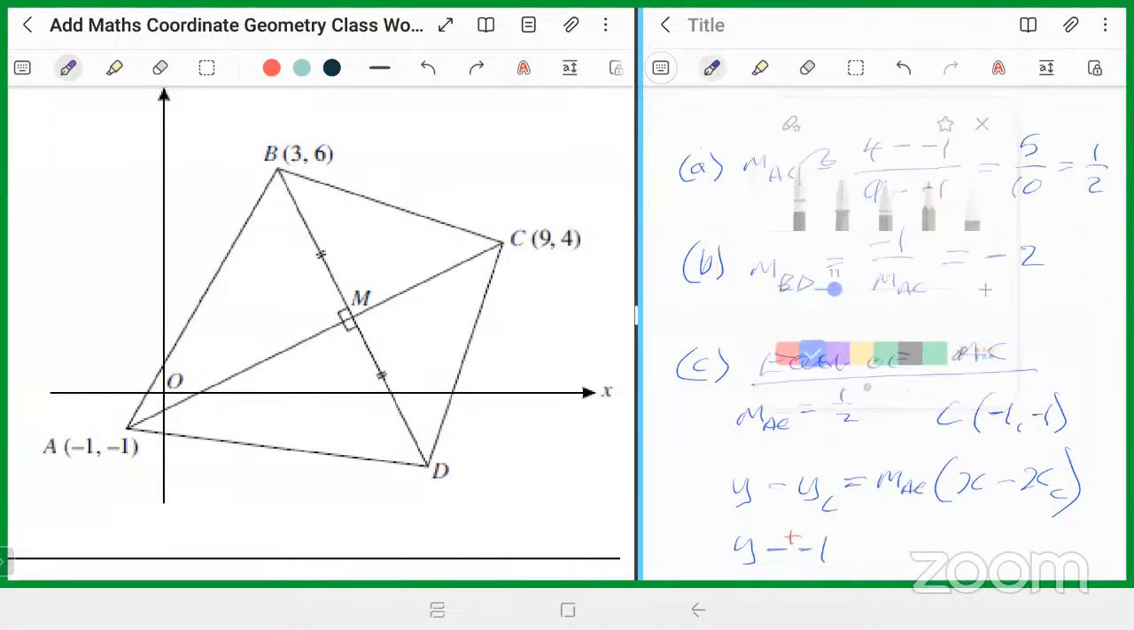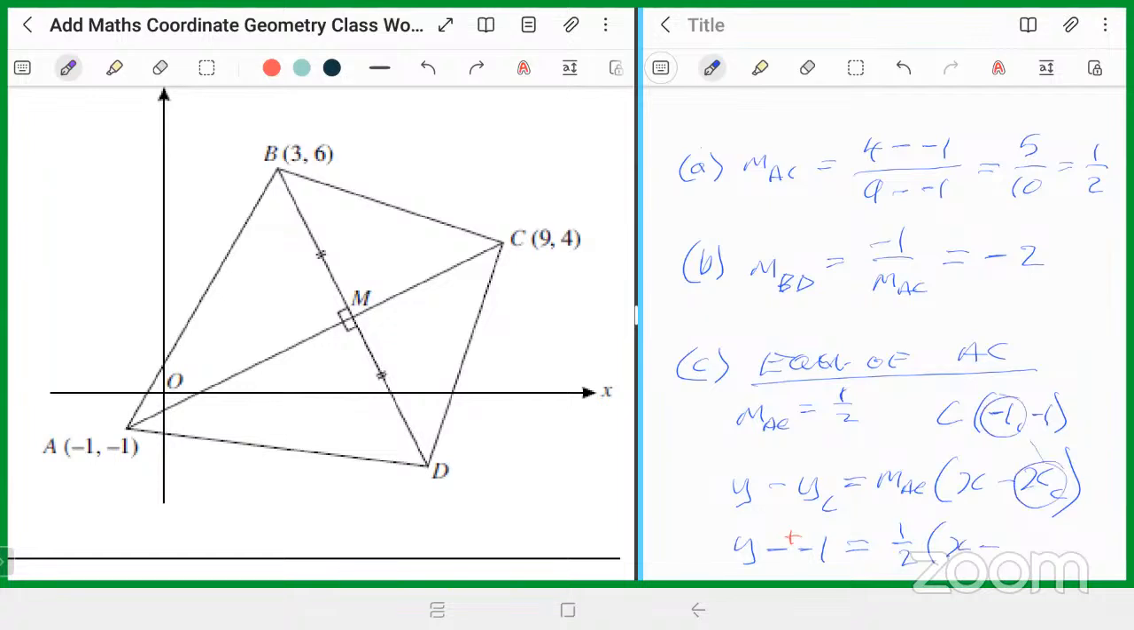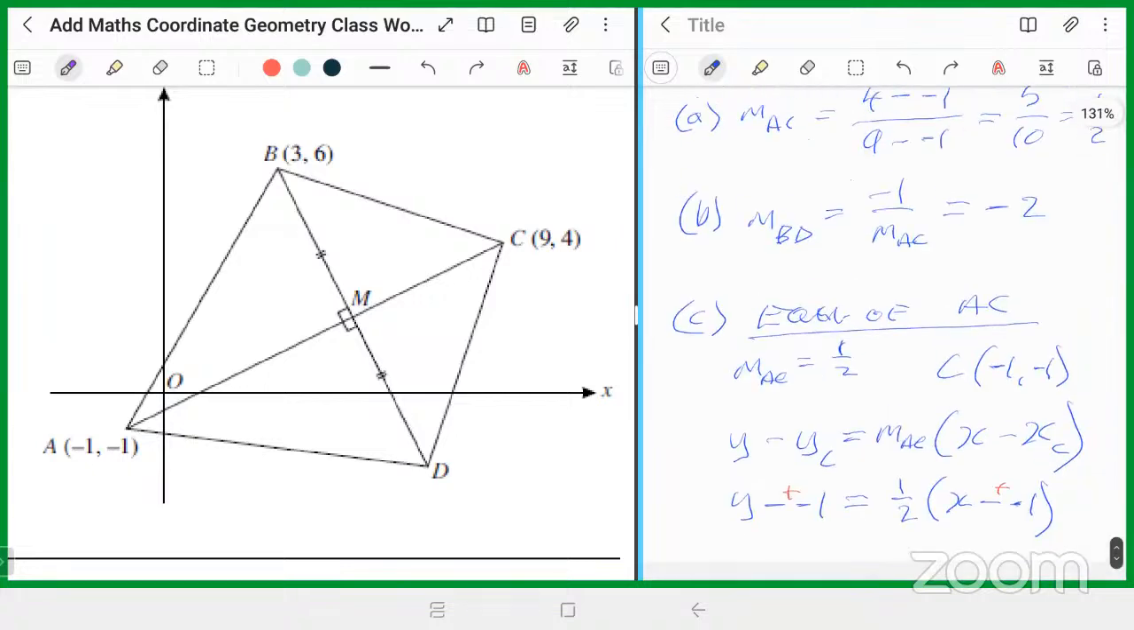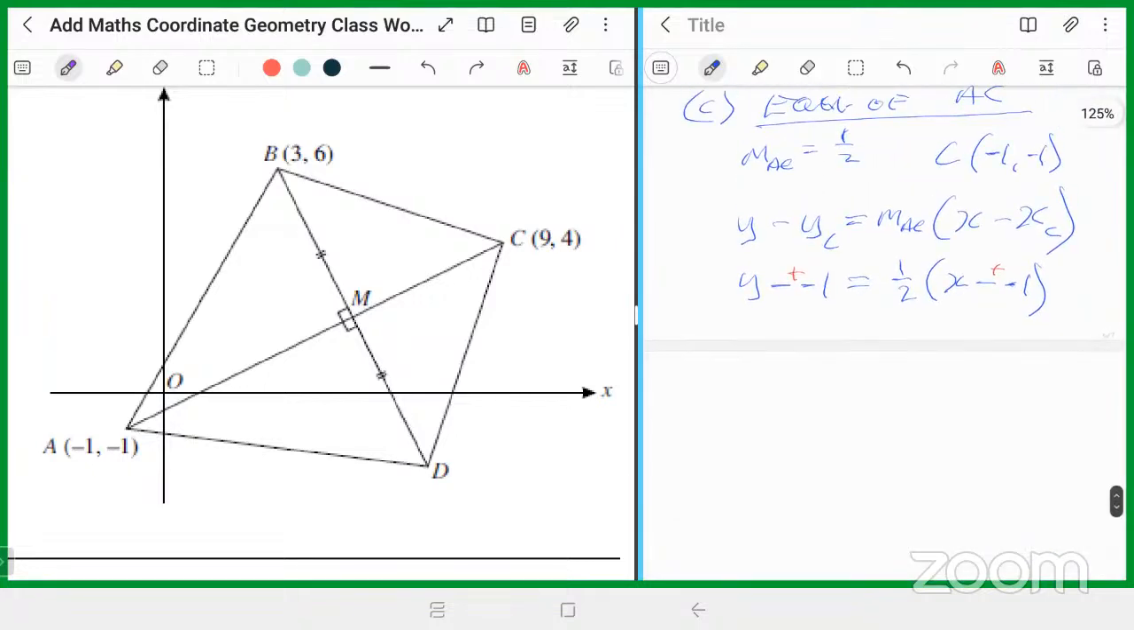And then that is equal to the gradient, which is a half, into X minus XC. XC, you know, is this -1 right there. And again, this minus minus becomes a plus. So this then is really Y plus 1. Let's write it. Y plus 1 equals half into X plus 1. That's what we have.